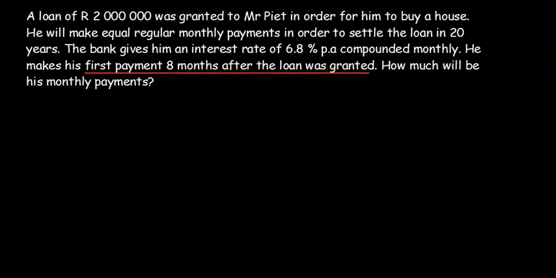Now that monthly payment must increase because he still has to settle the loan in 20 years. You understand me? Because he has to settle the loan in 20 years. So now how are we going to solve that, right? So first of all, because he made the payment 8 months after the loan was granted, how many payments did he miss? Do you still remember how we can get the number of payments missed? Anyone to assist us?